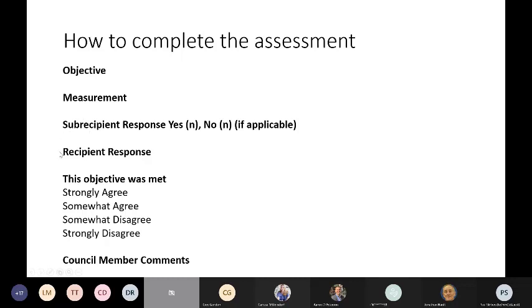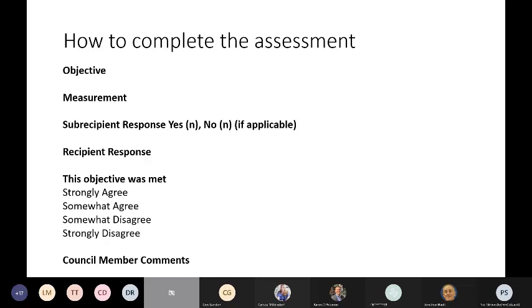And then there are 2 data sources for you to determine whether or not that was met. One is that the Needs Assessment and Evaluation Committee asks subrecipients who are contracted with Part A funds to complete their own survey. They received the questions in advance, and we received responses. That information is provided to you as one data source. And then the Part A recipient is also able to respond about how they feel that the objective was met.